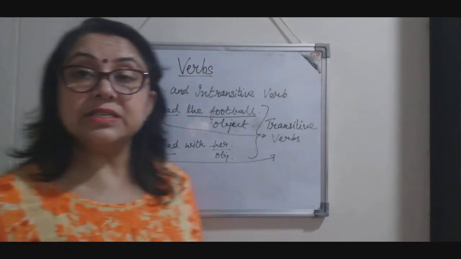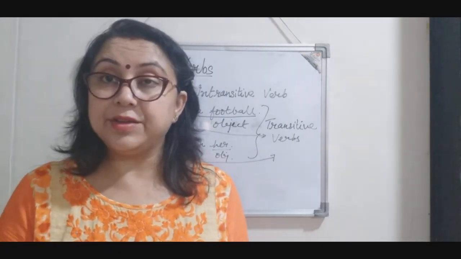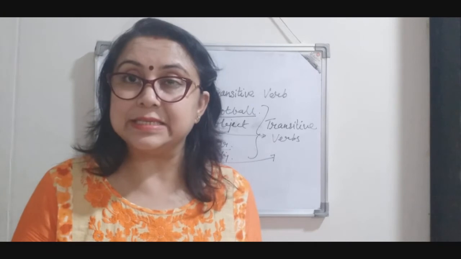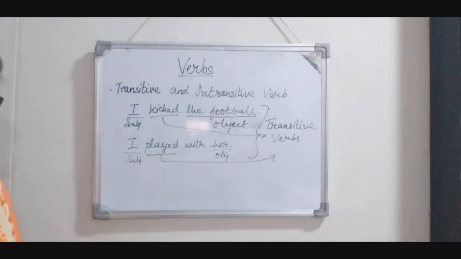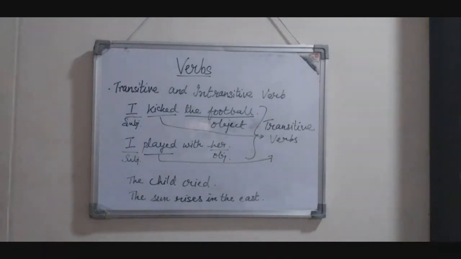Obviously, intransitive verbs would be those verbs where there is no object, isn't it? Now let us see this with the help of an example. See these two sentences. The child cried. And the second example is the sun rises in the east.